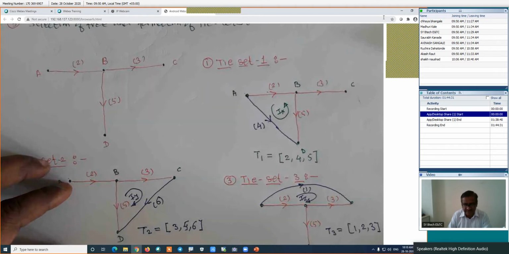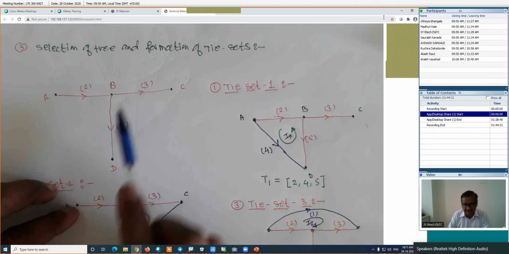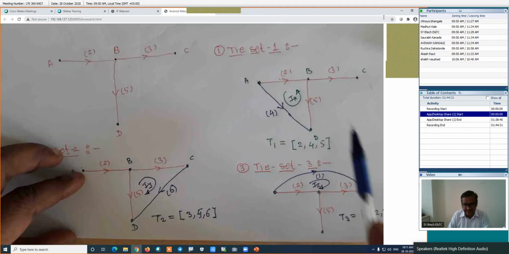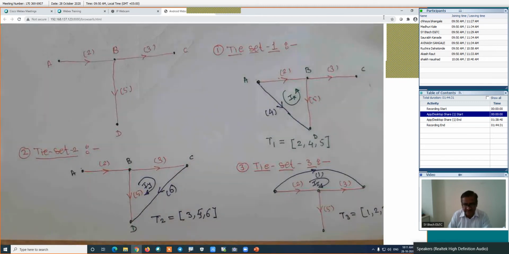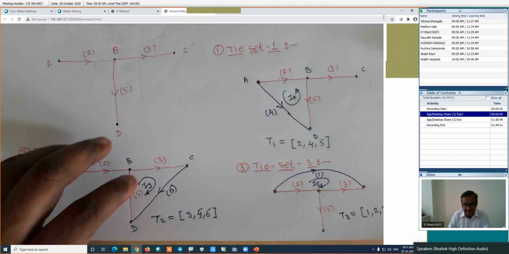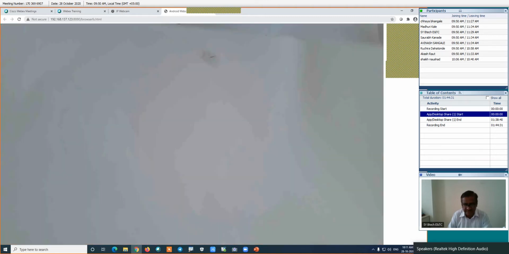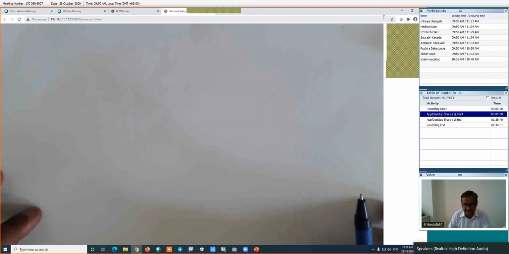Here our aim is the selection of a tree. We have selected this as a tree, and for the formation of the Trisets we have prepared three Trisets: Triset number 1, Triset number 2, and Triset number 3. If we have the Trisets, then we will prepare the next part, which is nothing but the fundamental Triset matrix. I will write the next step, which is step number 4. This is my fourth step. Is it right?